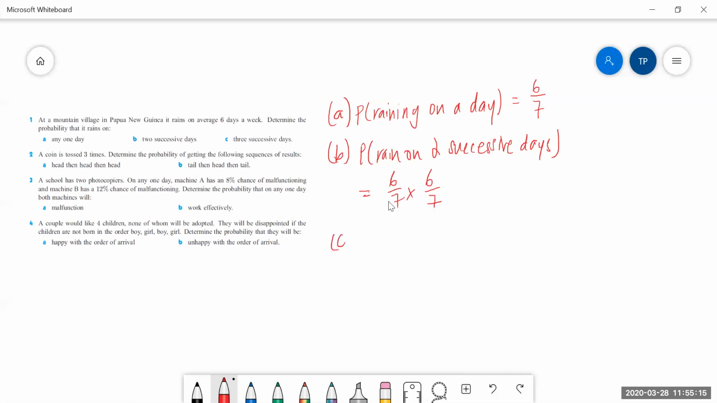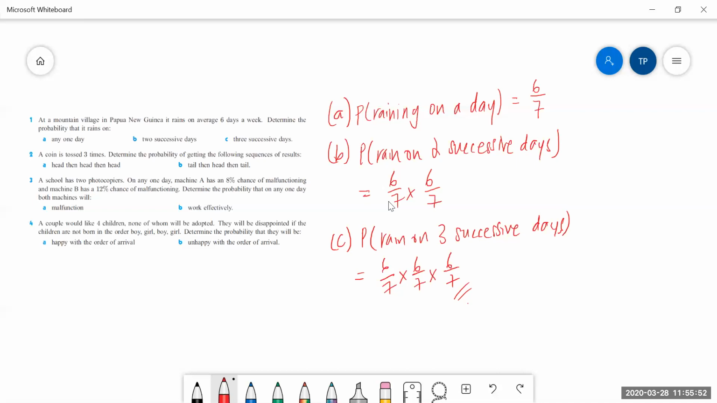Part C, probability that it rains on 3 successive days. So it will be 6/7 times 6/7 times 6/7 again. The reason why we can keep repeating 6/7 is because they are independent.